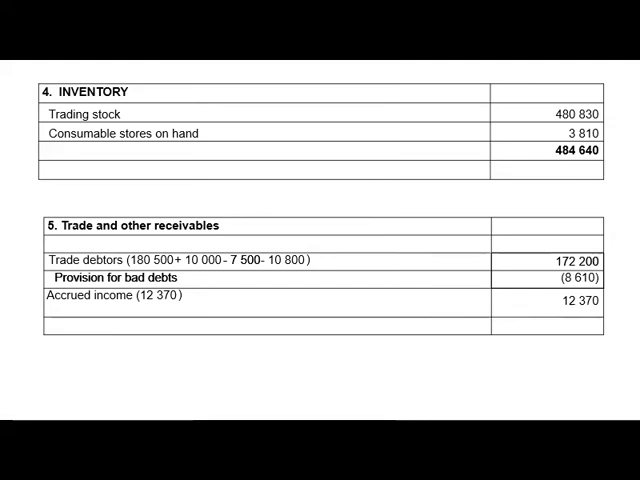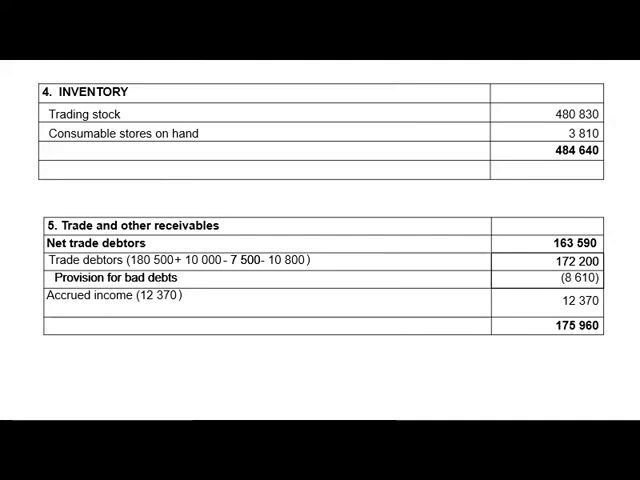And your net trade debtors will be 172,200 minus 8,610. And that'll give your net trade debtors amount of 163,590. And I will just leave it there. Obviously, there's nothing else here. So that 163,590, I will add it with the 12,370 to get my final trade and other receivables amount. This final trade and other receivables amount, I am going to record it in my statement of financial position, but I'll come back to that. Okay. I just want to deal with this provision and all the adjustments.